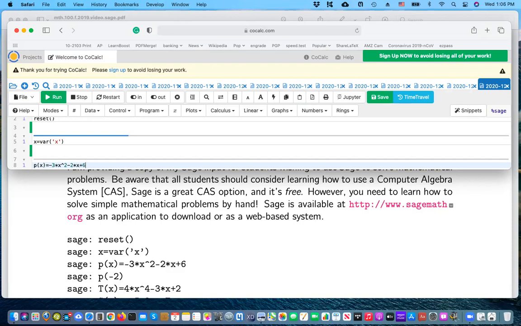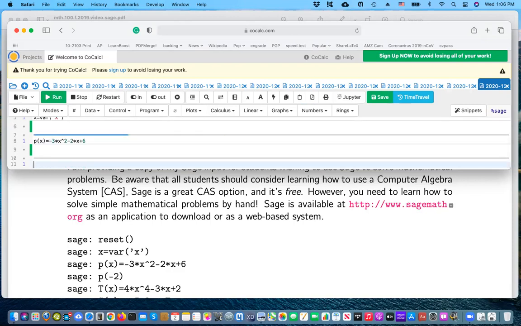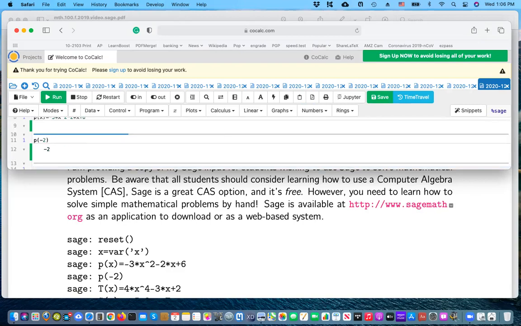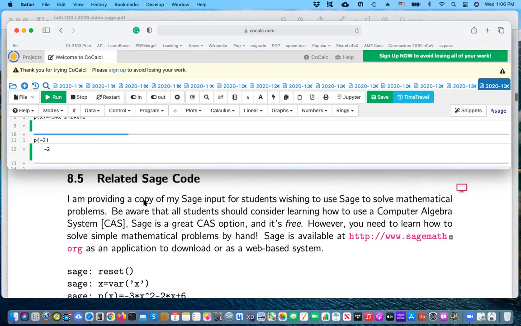I'm going to hit return. If I hit return, nothing's going to happen though. I need to hit shift and then return. All right, now p is defined. So if I put p of minus 2, what's going to happen here? It's going to evaluate it. All right, so p of minus 2 turns out to be minus 2. Now what I'm going to do is I think I learned something there.